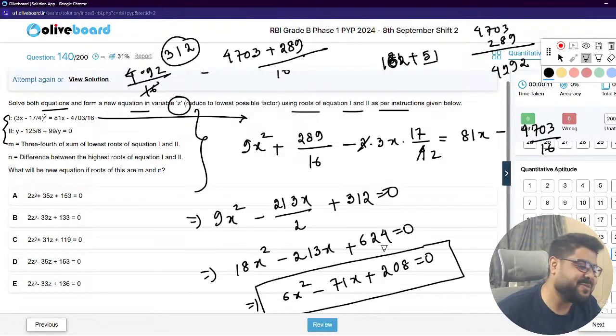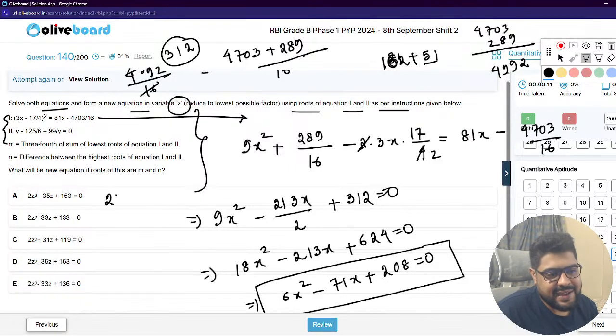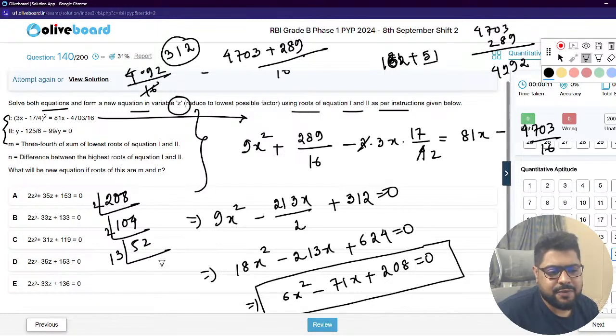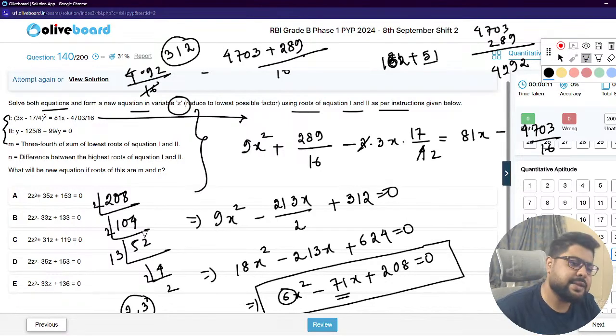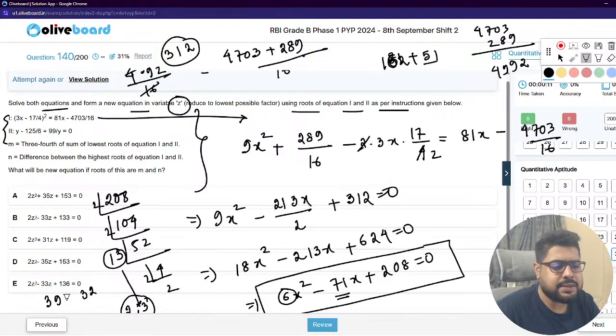Sir, now I need to figure out the roots of this. चलो थोड़ा calculate करके देखते हैं, sir. 208 means 2 into 104, 2 into 52, 4 into 4, and 13. So 2, 2, 2, 2, and 13. And there is a 6 here. 6 means I have another 2, another 3, sir. 71 लाना है. 13 into 3 is 39, and 16 twos are 32. Yes, sir, absolutely.